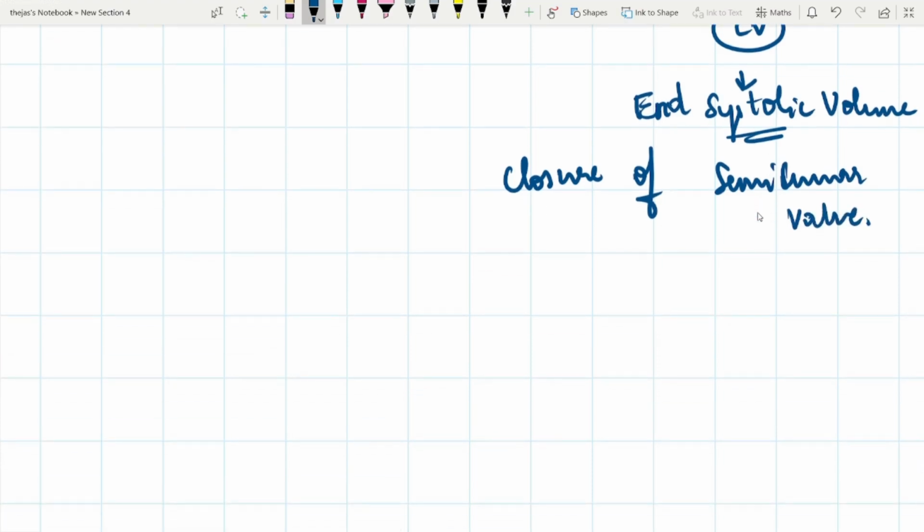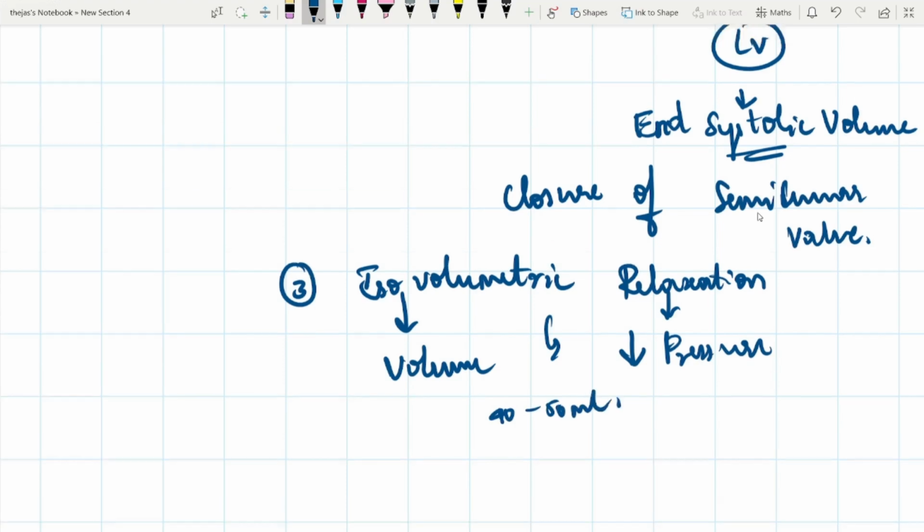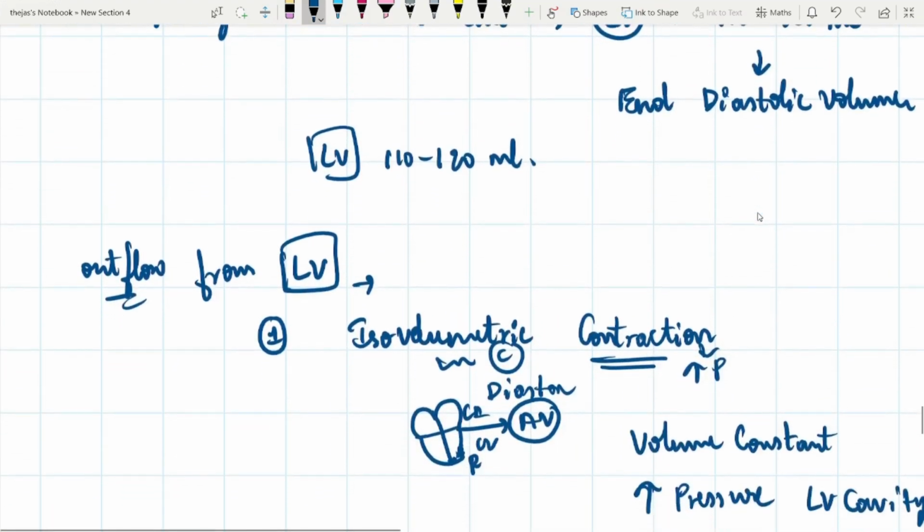So what happens next? Third phase, isovolumetric. Volume is constant now because all valves are closed. Semilunar valve is closed, AV valve is closed. Isovolumetric relaxation. What happens? Pressure decreases. Relaxation means pressure decreases. Isovolumetric means volume constant. What was the volume? End systolic volume. That will remain constant, that is 40 to 50 ml. Okay, so these are the phases.